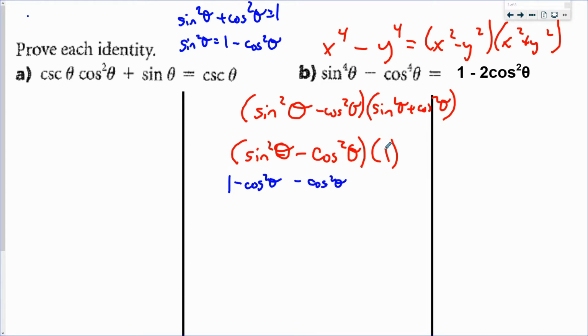So there you have it. There's no more need to have the brackets because you can distribute the 1 in and you get here. So now just group your like terms and you have 1 minus 2 cos squared theta, and that's equal to the right hand side. So hooray!